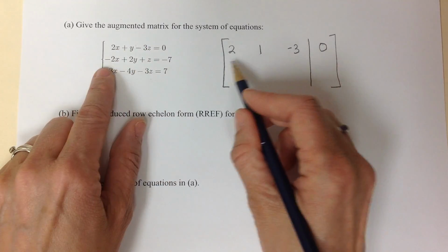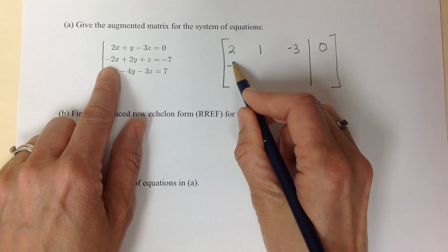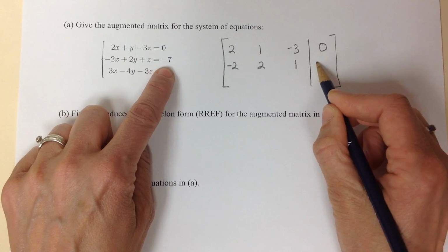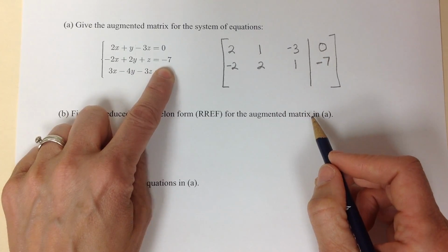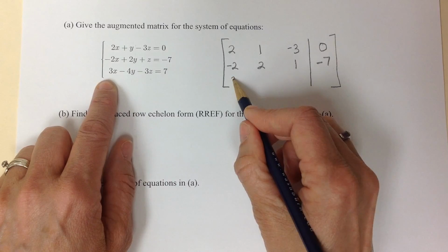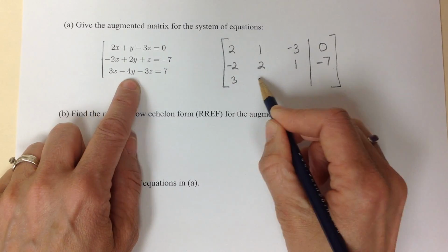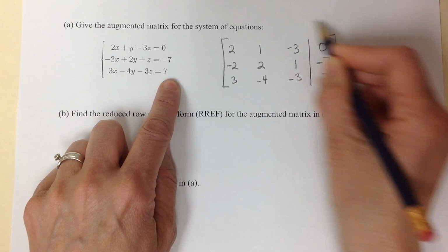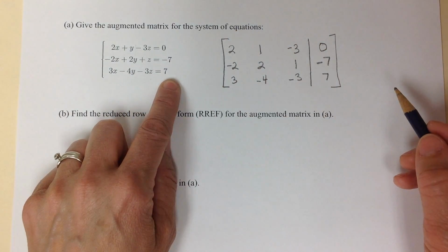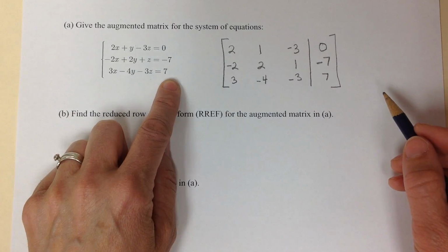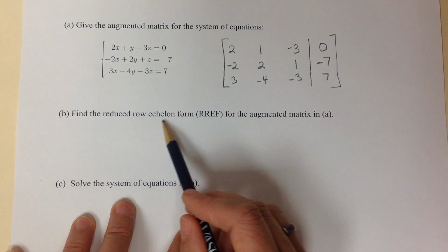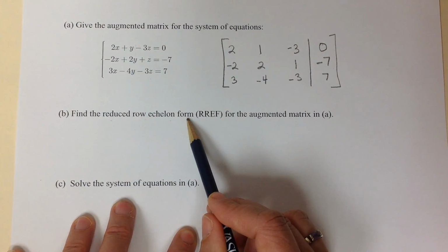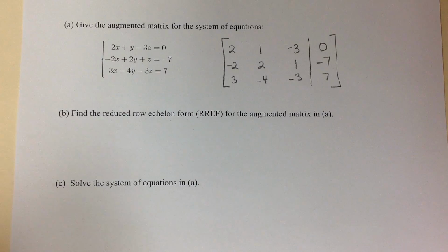For the next equation, that's the next row in my matrix, negative 2 in front of the x, 2 for the y, 1 for the z, and a negative 7 on the other side. And the last equation gives us the last row with entries 3, negative 4, negative 3, and 7. Only numbers in the matrix, no variables. Okay, now I want to use the calculator to give me the RREF, reduced row echelon form. Alright, now what does that look like?